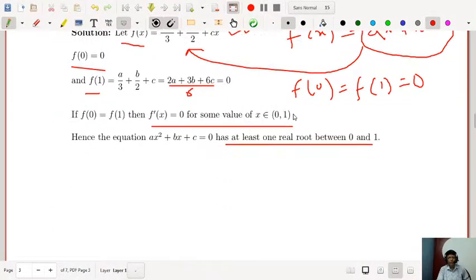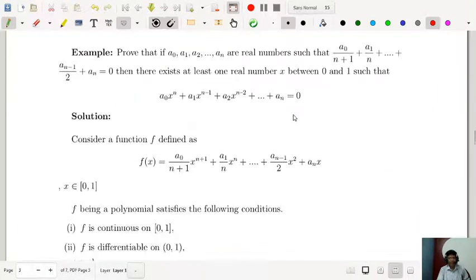Okay, next another example I can give you. Look at that, it's for nth degree. You have n real numbers a0, a1, a2, ..., an, and this is the thing, a0 by n plus 1, a1.